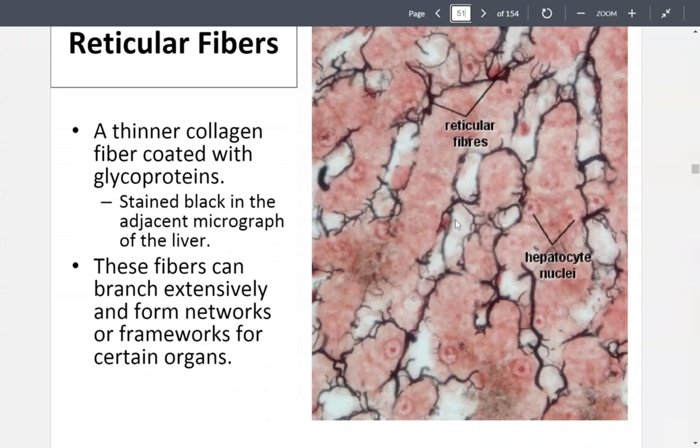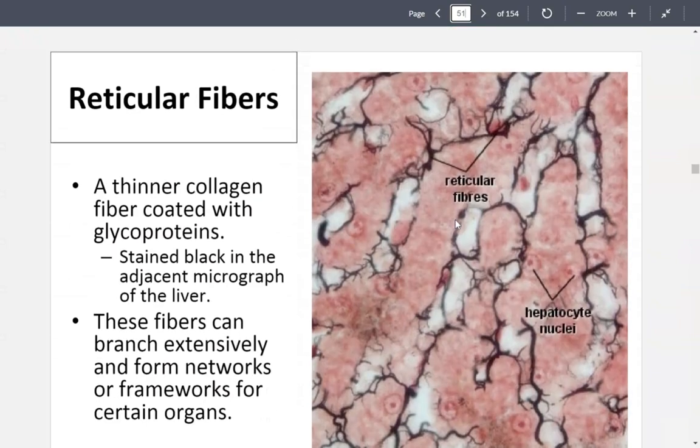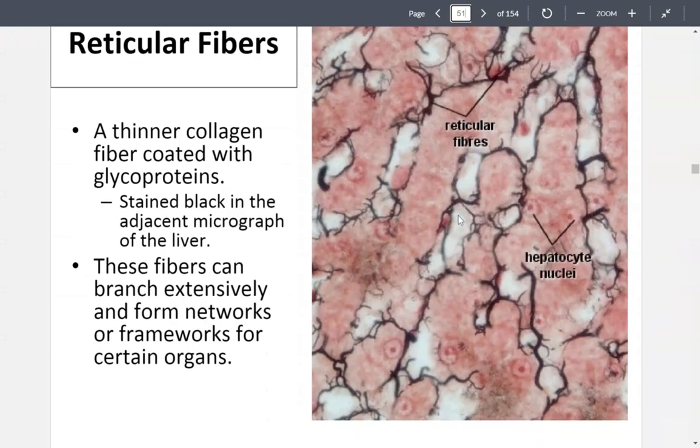Reticular fibers, these are also collagen fibers, but they're much thinner, and they're also coated in a glycoprotein coat. What is a glycoprotein coat? It is a carbohydrate amino acid compound that this collagen fiber is coated in. When we stain them, they appear black. So all these black strands in this liver slide, those are reticular fibers.